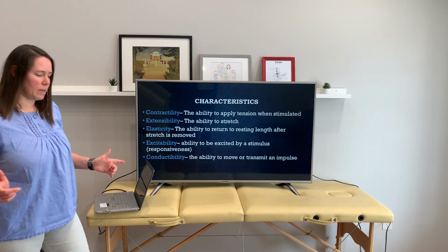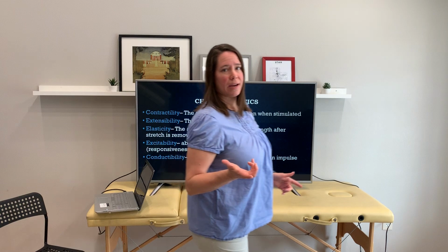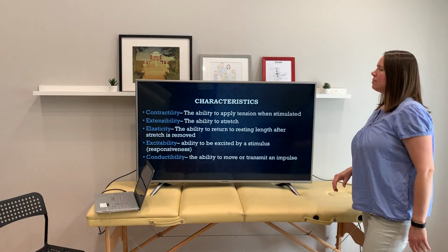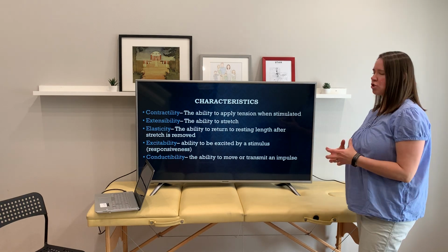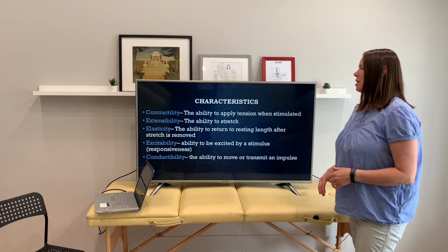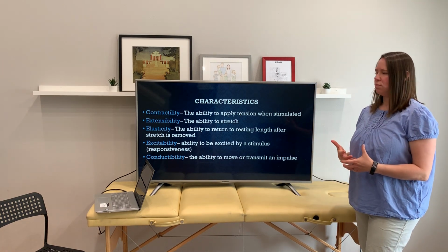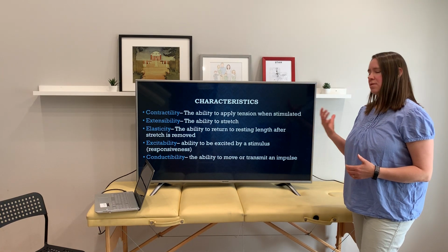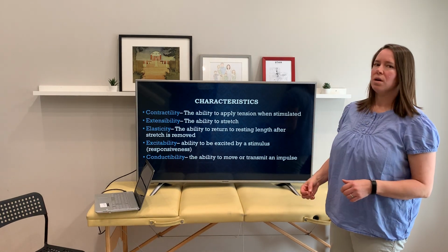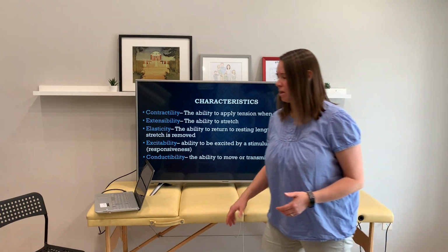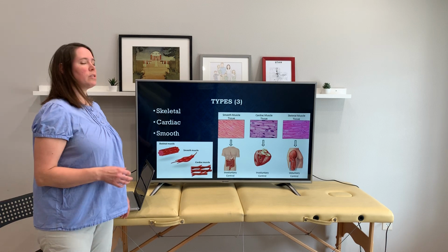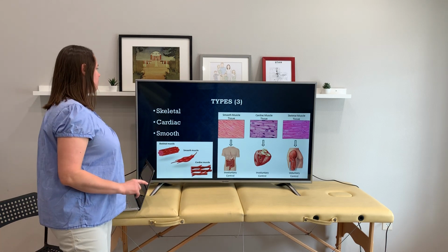So some characteristics of muscles. They are contractile. Obviously that's the main attribute that we think of with a muscle. It can contract. It's extensible, so we know that it can stretch. It is elastic, it can come back to its resting point. It has those electrical properties that make it excitable, and it's also conductible, meaning that it can transmit an impulse, which is important when we talk about nerves, and particularly in different types of muscle tissue.